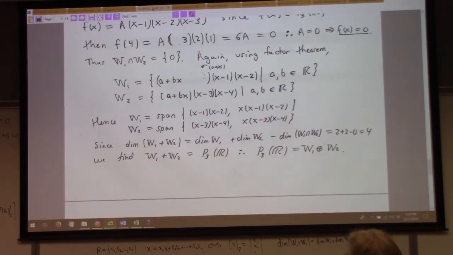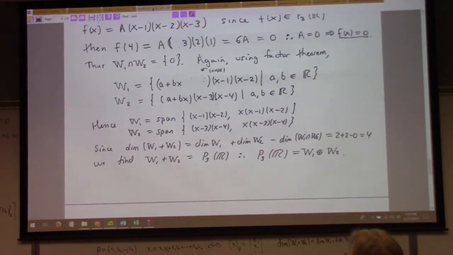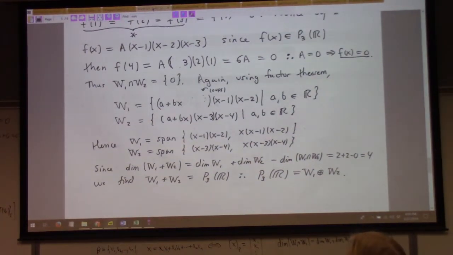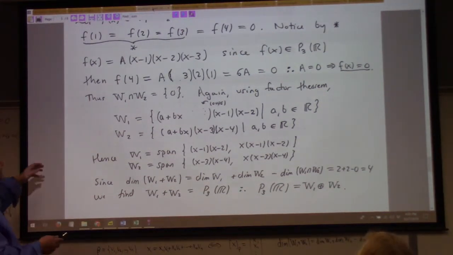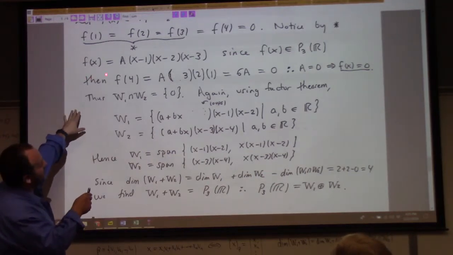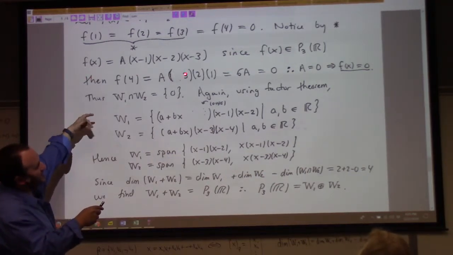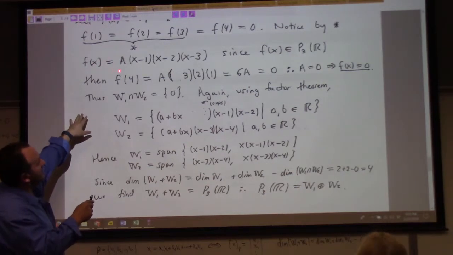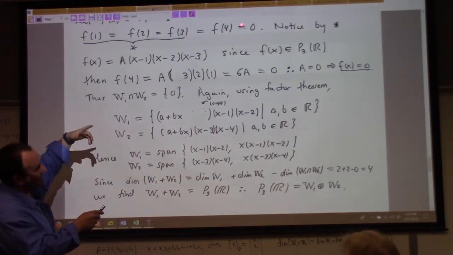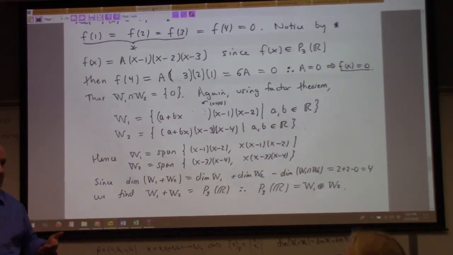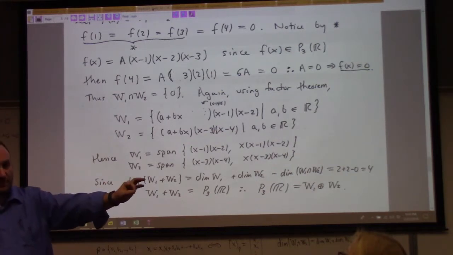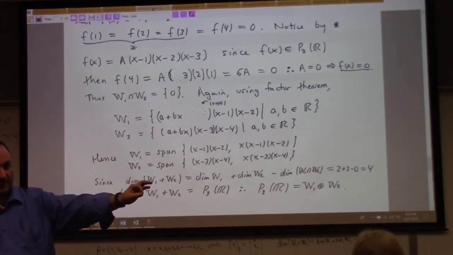But I guess that's what I did, isn't it? Actually, I don't think I did that. Well, here's a standalone proof that the intersection is 0. Let f be in the intersection. That means that f of 1, f of 2, f of 3, f of 4 are all 0. Can you have a cubic polynomial which is 0 at 1, 2, 3, and 4?